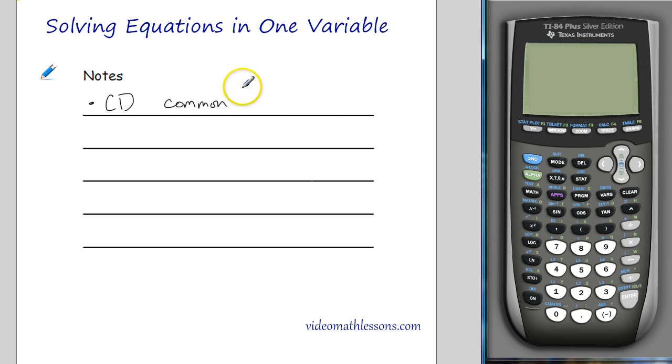So we're going to look at all the denominators, and we're going to find which one will be our common denominator. And then what we're going to do is take the CD and multiply each term by the CD. After that, we're going to cancel. You know you're doing it right if the denominators cancel out. You don't want denominators. That's what we're trying to get rid of. And after that, we solve it.